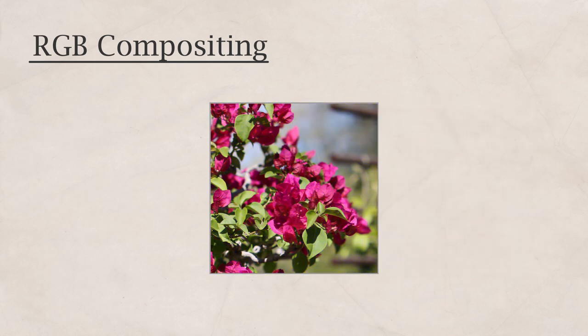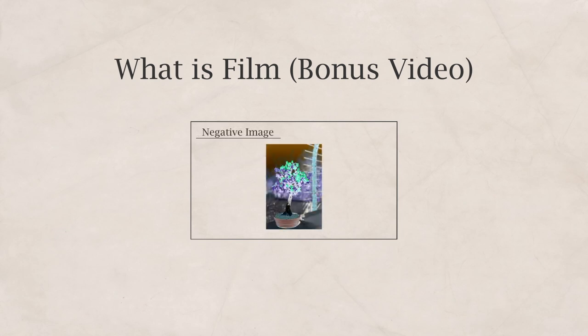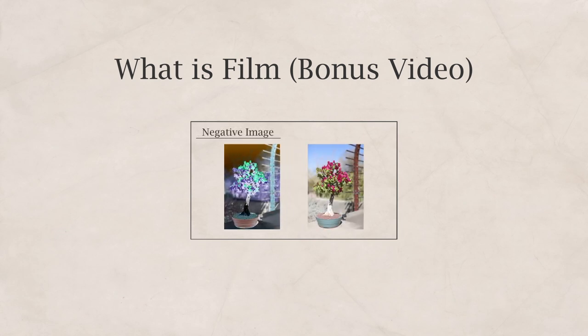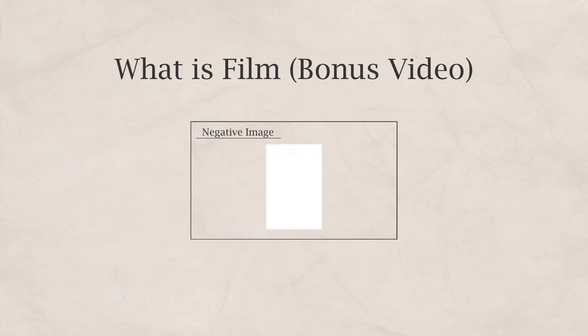Now, since we have separate recordings of the red, green, and blue information, we can recombine these to get the full color image. This is a really cool topic by itself, but I didn't have time to go into much detail. So if you want to learn more about how your kindergarten teacher lied to you about what primary colors are, or why film negatives are such weird colors, go check out the bonus video.